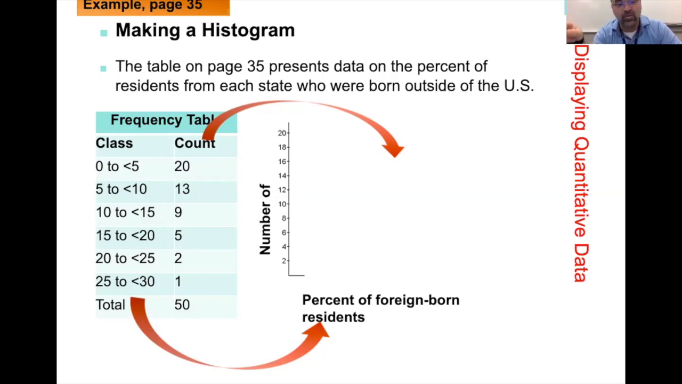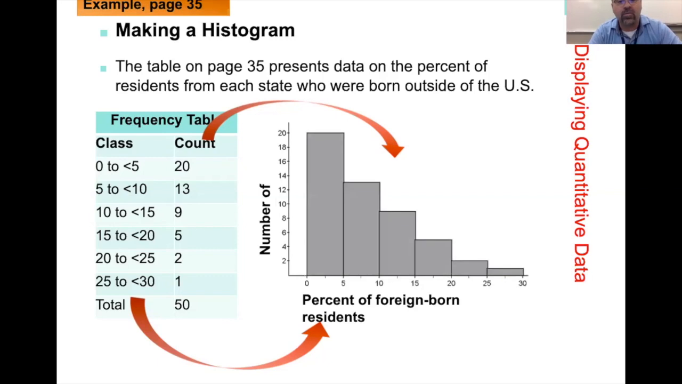But as soon as you get to 10%, it goes into the third class, which is from 10 to 15. You have to decide on that rule. You get to choose that rule. You could go from 0 to 5, and then greater than 5 up to 10, and then greater than 10 up to 15. So the 10s and the 5s could be in the lower classes too. You just need to decide on what the rule is going to be. Then we figured out how many states there were from 0 to 5%. Well, there were 20 of them. From 5 to less than 10%, there's 13 states, and so on, 9, 5, 2, and 1.